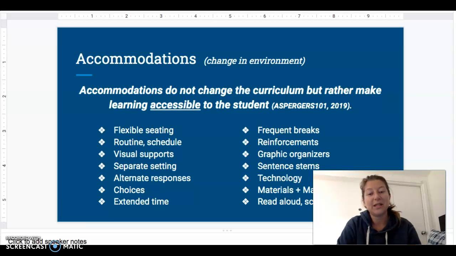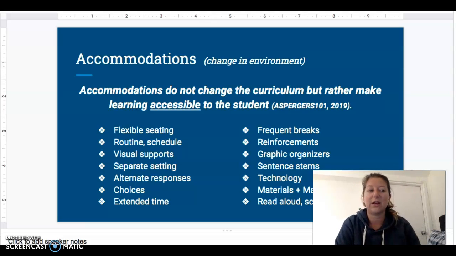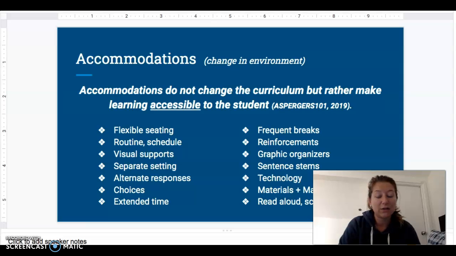One might be flexible seating. Do they need to sit in a wiggle chair? Do they need to be standing up? Do they need to sit somewhere else in a preferred area next to a preferred peer, a teacher, etc.? Having a routine, a schedule, visual supports for their schedule and routine, visual supports for what they might be learning. I know I'm a visual learner, and so I need to see pictures and videos and things like that. Separate setting, alternate responses. Instead of writing their response down, are they going to verbally tell you the response? Are they going to have multiple choice? Things like that.